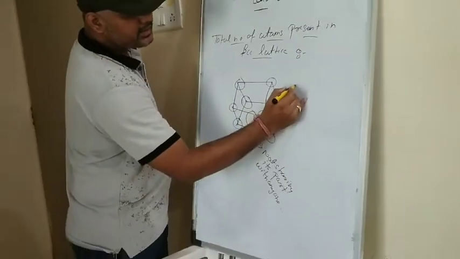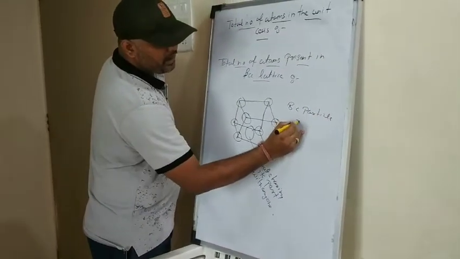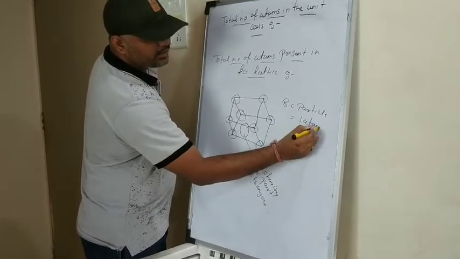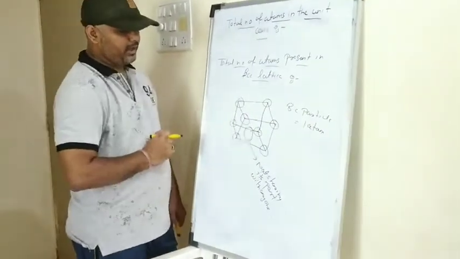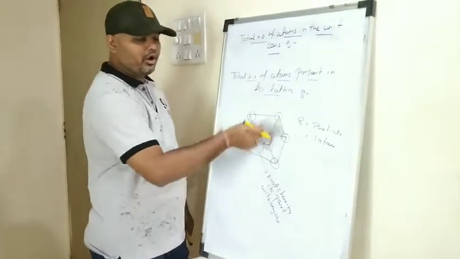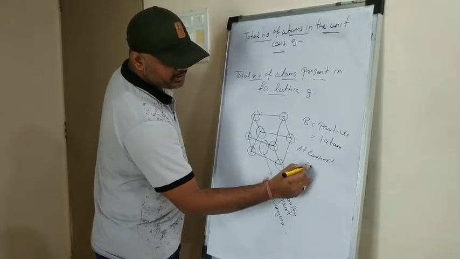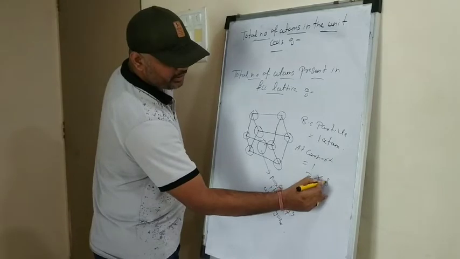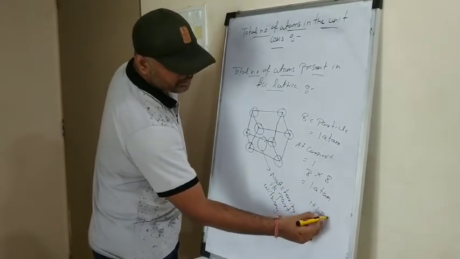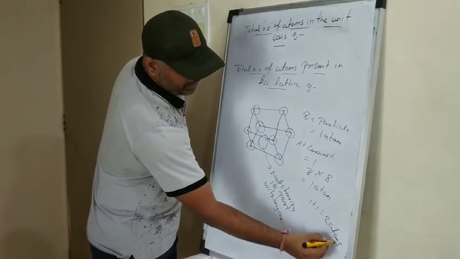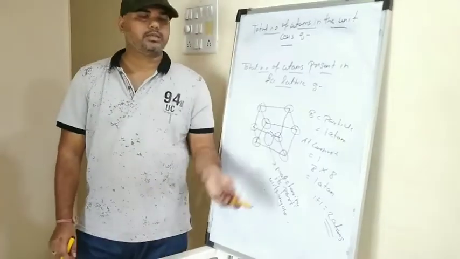So this body centered particle will be counted as one atom. And as we all know, the situation at the corners is 1 by 8 into 8, which is equal to 1 atom. So 1 plus 1 is equal to 2 atoms. I hope that you all have understood the concept of the total number of atoms in the unit cells.